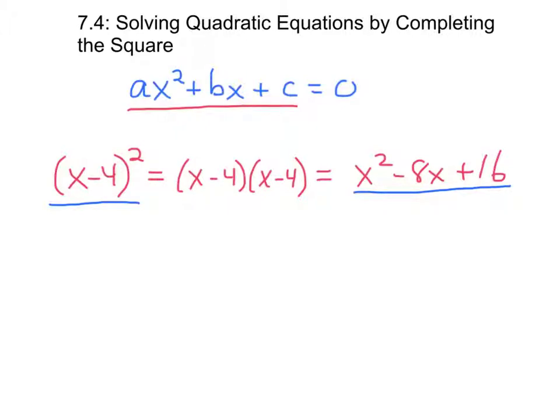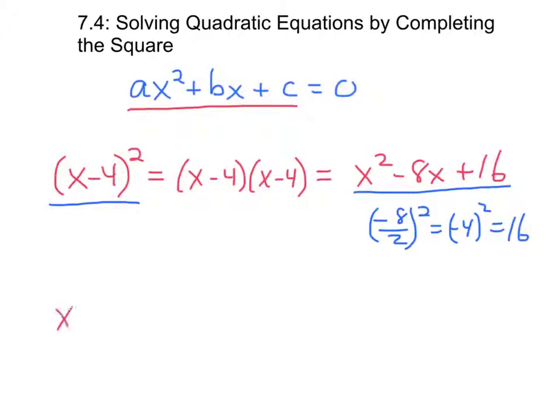So in other words, if I took negative 8 and divided it by 2 and then squared that answer, that would give me 16, which is this last term. That always works that way in a perfect square trinomial. Let me give you another example.